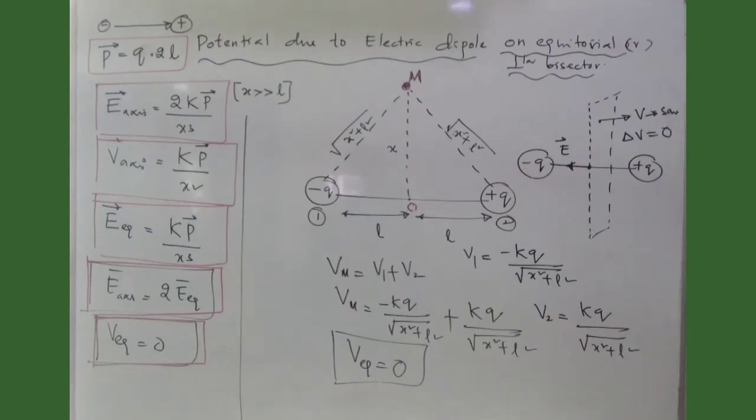Once we calculate the general formula, if you substitute theta equal to 0 for the axis and theta equal to 90 for the equatorial line, the same formula, same answers will be obtained. Right? Hope you understood.